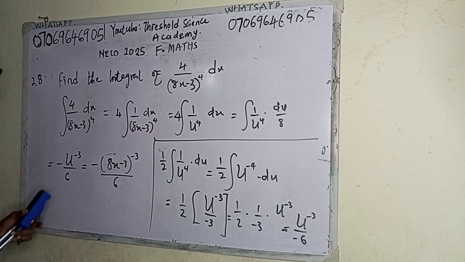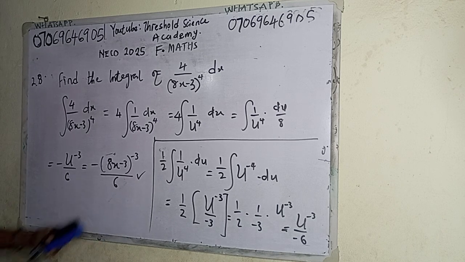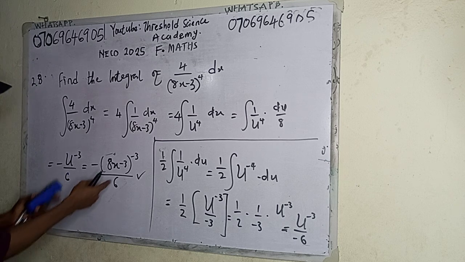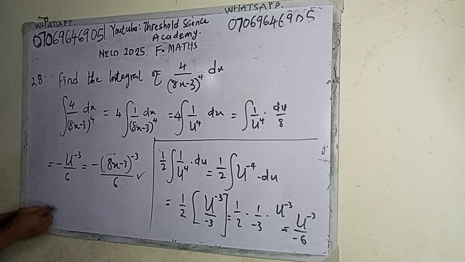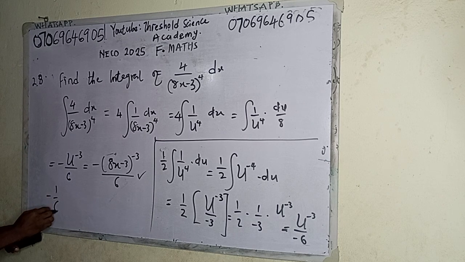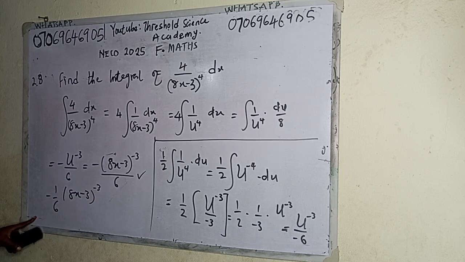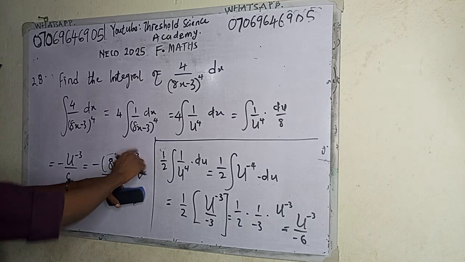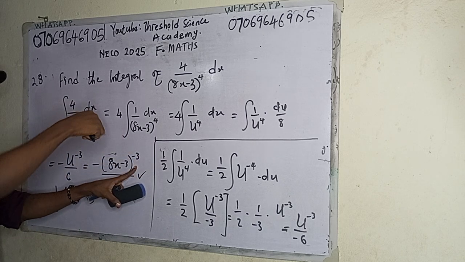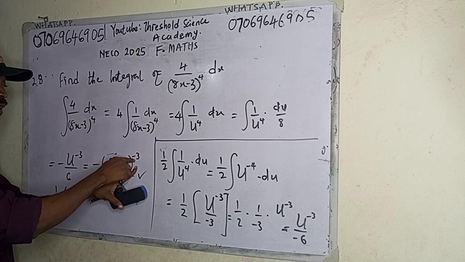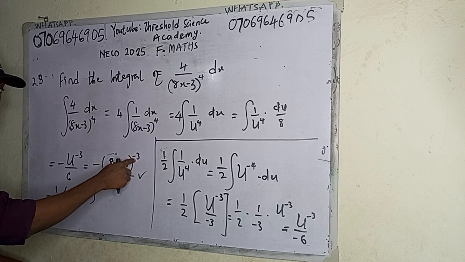All right, so this is how the equation is. So that's the final answer. There are ways we can as well simplify this, but this is also the answer. One of the solutions can also be minus 1 over 6, (8x minus 3) raised to the power minus 3. Or if you want to write this minus 3 differently, it becomes 1 all over (8x minus 3) raised to the power 3 because of this negative index that is here.